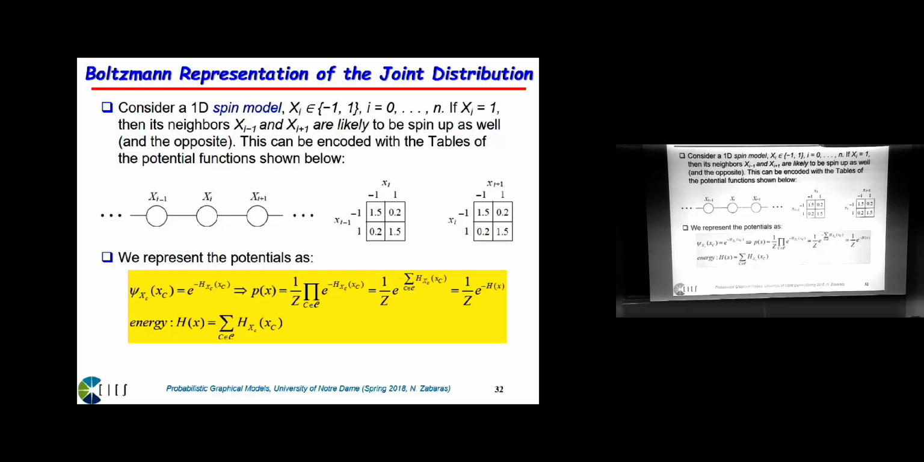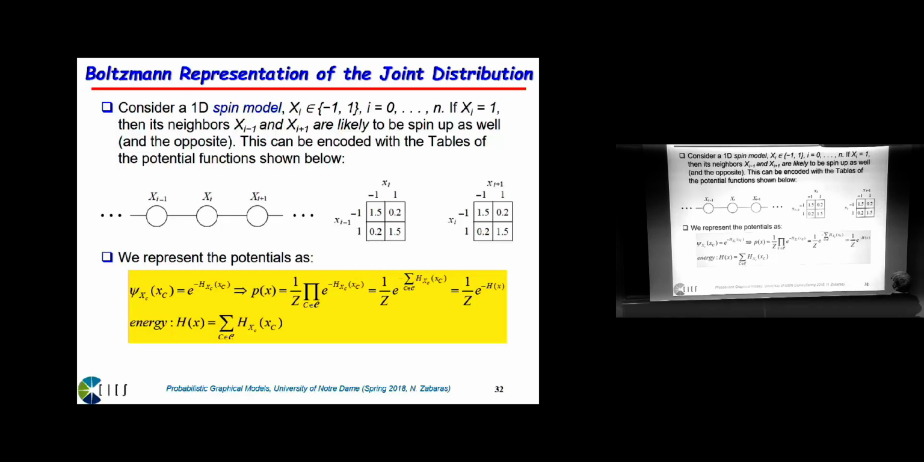This is in 1D. Its variable can be plus minus 1. And what you need to capture of the Ising model is the correlations between neighbors. So if this is plus 1, in physics you say spin up, for example, in quantum mechanics. Then the neighbors tend to be plus 1. So the corresponding values of the potential: if this is plus 1, there's higher chance of getting this plus 1 and higher chance of getting this plus 1.